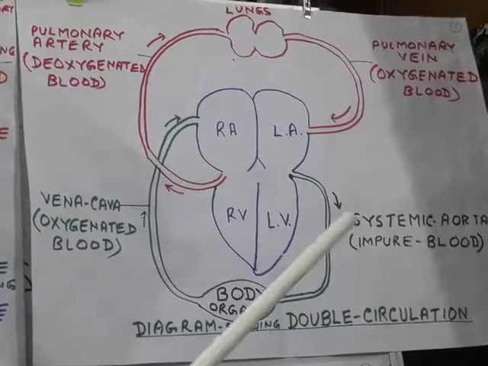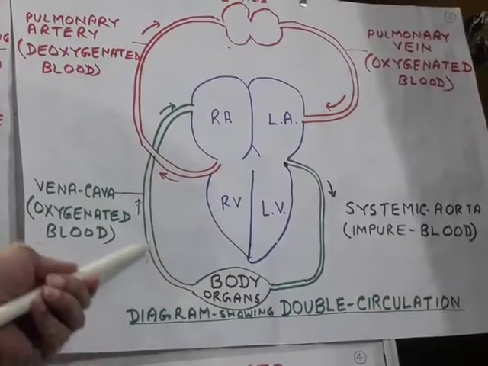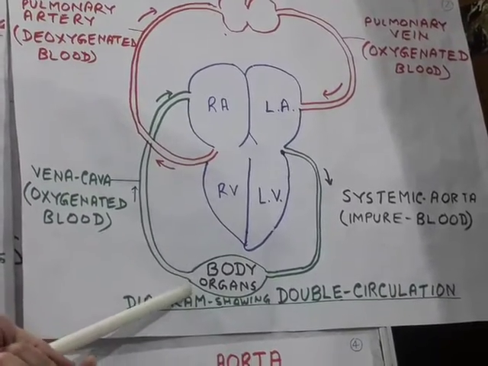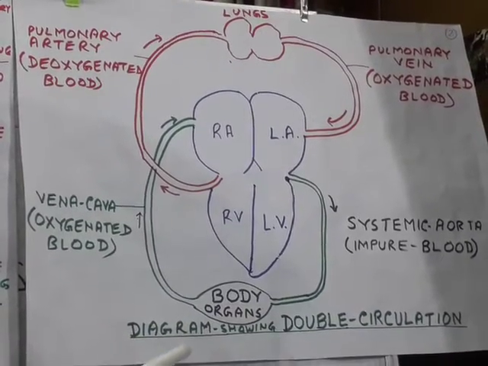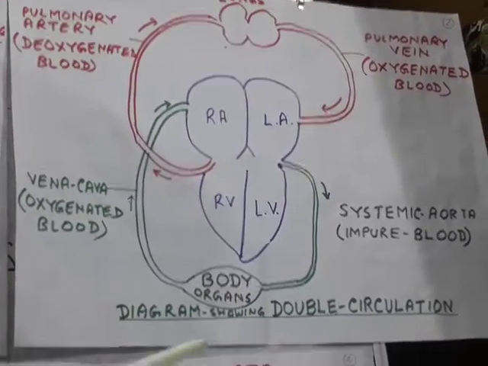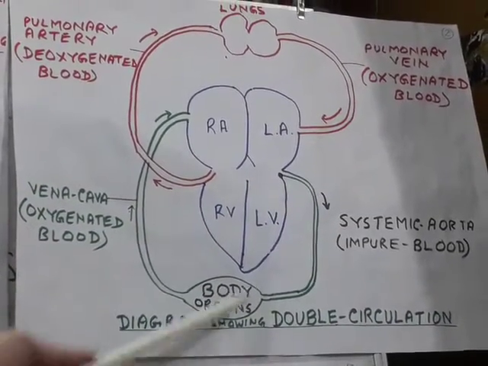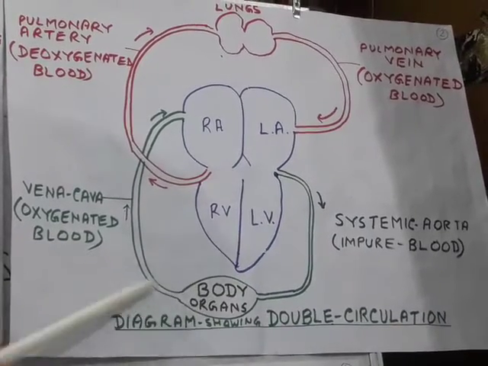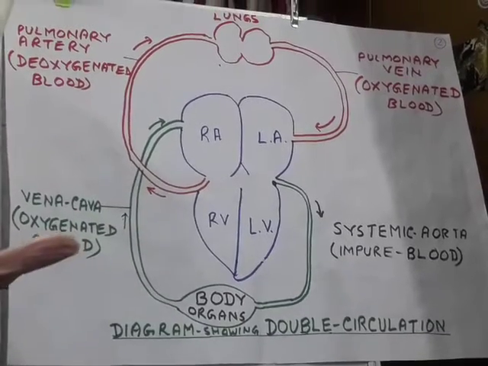Mind it, in most of the books it has been written that the returning blood from organs is deoxygenated. No, it is not deoxygenated. It still contains some oxygen. The only thing is that the blood carried to the different body organs contains more oxygen, and the returning blood contains comparatively less oxygen.